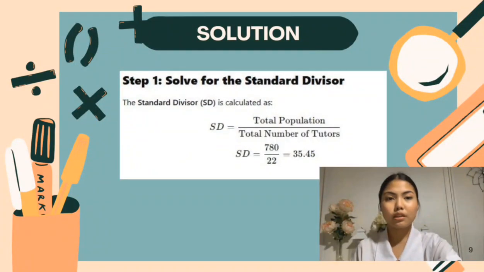This is how to solve the sample problem using the Huntington-Hill method. We will apportion 22 tutors among 4 subjects based on student enrollment. So step 1 is to find the standard divisor. First, we calculate the standard divisor by dividing the total number of students by the total number of tutors available. This divisor helps us fairly distribute the tutors among the 4 subjects.